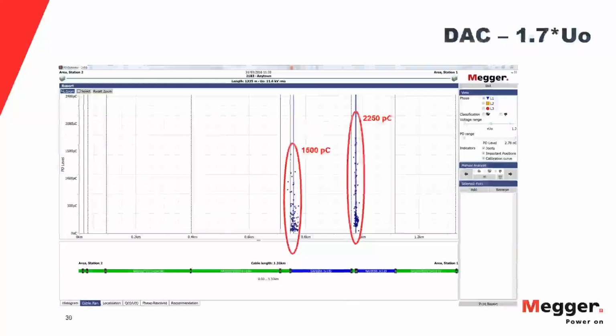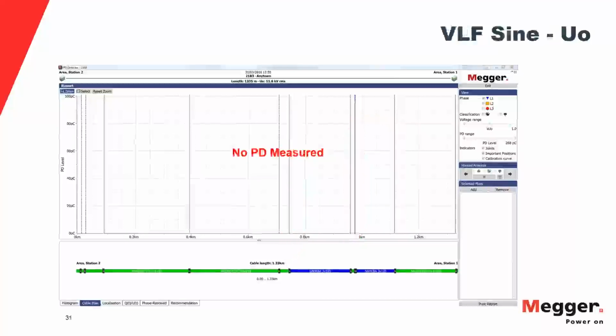When we bring the damped AC up to 1.7 times rated voltage, the intensity's flipped. Now the splice at 900 meters has a higher intensity of 2250 picocoulombs compared to the 1500 of the splice at 750 meters. Both of these splices are cause for concern, and we need to take some corrective action on both of these splices. When we go to our VLF sinusoidal results, though, at rated voltage, we show no PD measured.